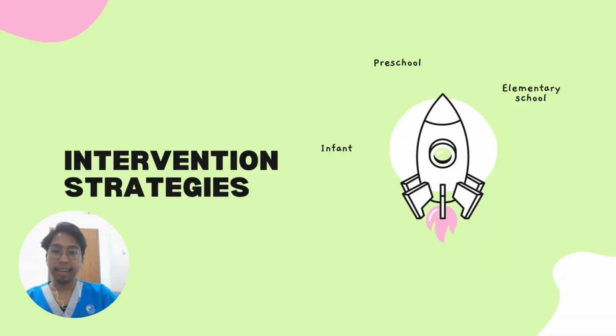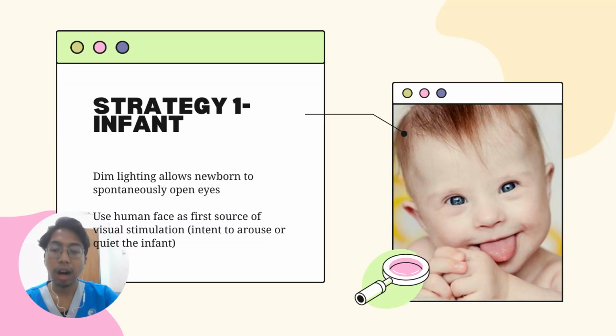So yes, the intervention strategies I want to talk about are for infant, preschool, and elementary school. All right, for strategy number one, which is infant, the first one is dim lighting, which allows a newborn to spontaneously open their eyes.